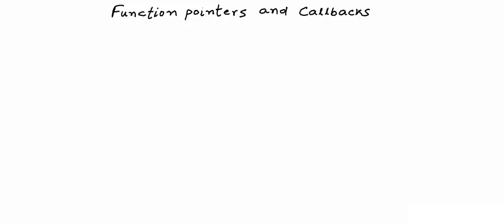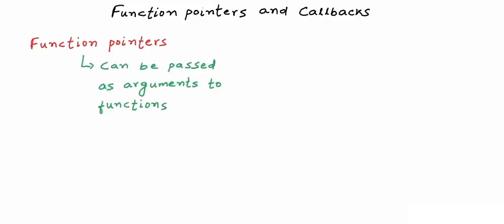All the use cases of function pointers are around this concept that function pointers can be passed as arguments to functions, and then a function that would receive a function pointer as argument can call back the function that this pointer will point to. To explain this better, I will have to write some code.